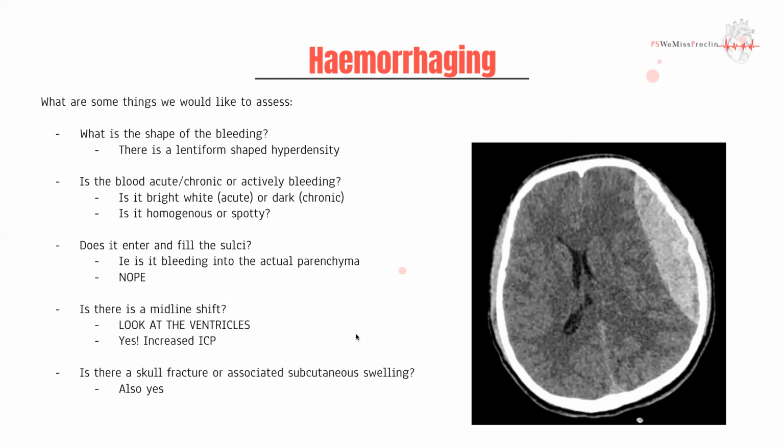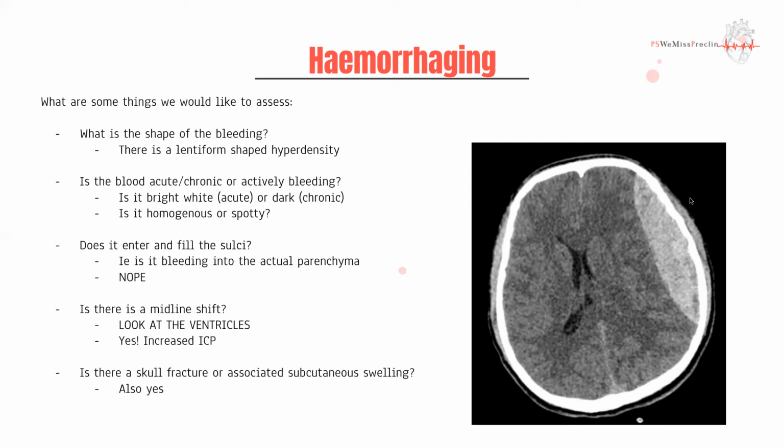So let's look at this image, right? What is the shape of the bleed? Now, this would be what we call a lentiform shaped hyperdensity. Now, what does this mean? And I know this might be slightly confusing. A lentiform just kind of means like this oval shape, right? The fact that it's a hyperdensity purely means that it appears more dense or appears whiter than the surrounding tissue. Is the blood acute, chronic, or actively bleeding? Now, that's a good question. How do we identify that?